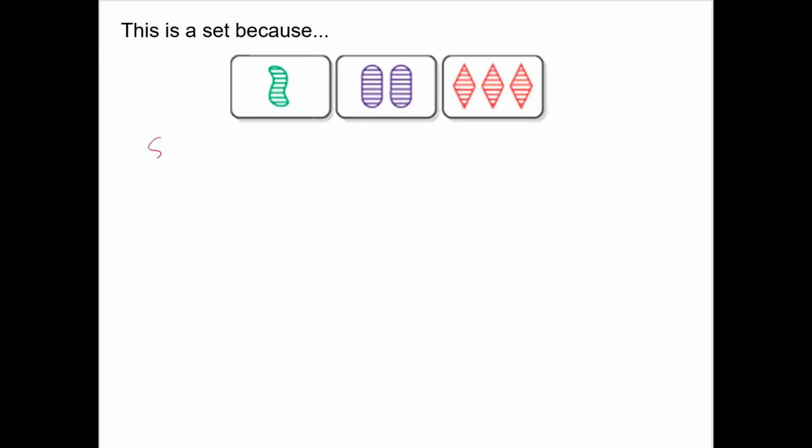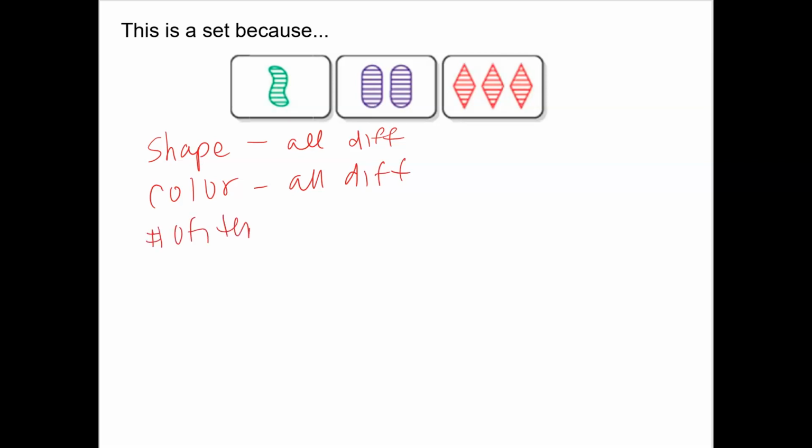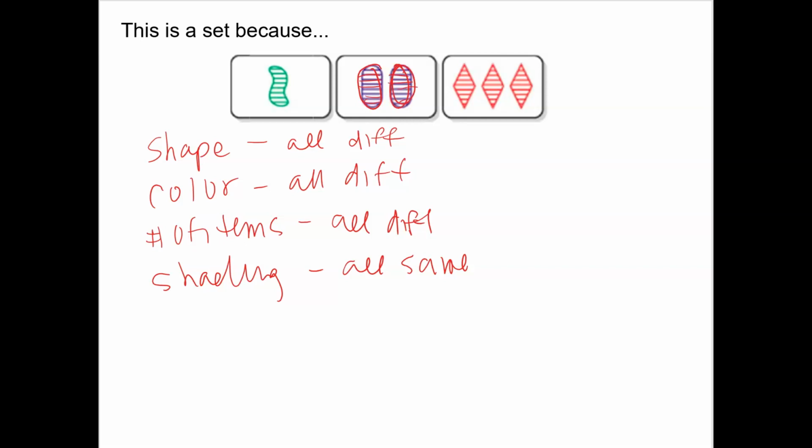All right, let's start with the shape. So I have a squiggle, oval, diamond. They're all different. Remember, they can be all the same or all different. Let's talk about the color. The color is all different. What about the number of items? 1, 2, 3, all different. What about the shading? They're all striped. They're all the same. Now, this would not be a set if this card was red. Why? Because the color would be 2 are the same. And remember, it has to be all the same or all different.